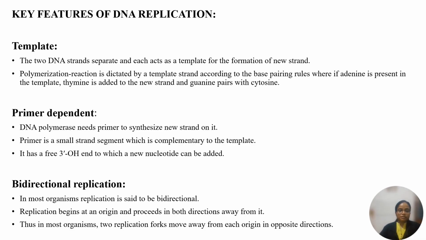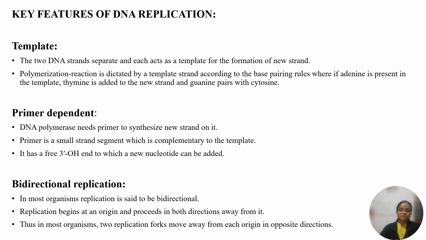And this primer is made up of the RNA nucleotide and not the DNA nucleotide. This is the reason why when the replication process is being done, the RNA primers are removed and the DNA nucleotides are added in this gap which is created by the removal of the RNA primer. So once the replication is complete, the RNA primers are actually replaced by the DNA nucleotides. Well, another feature is that it's a bidirectional process.